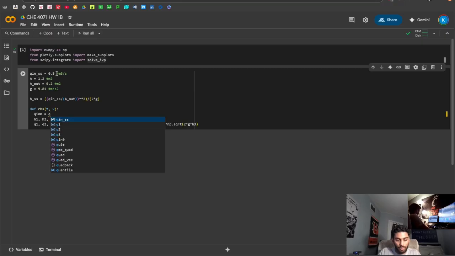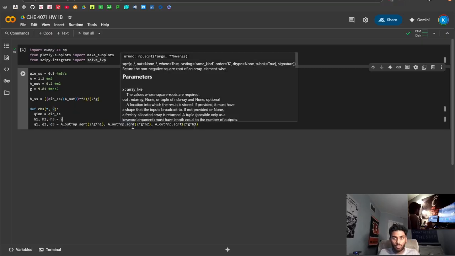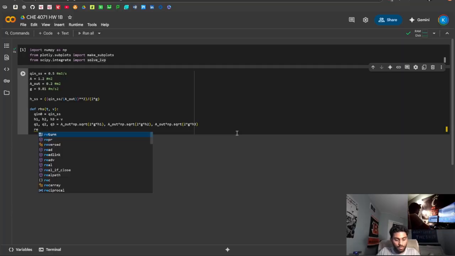So for right now, just to keep everything in steady state and make sure that our graphs are working well, and to show that solve IVP is solving it correctly, we'll keep this Qn at time equals 0 equal to the Qn at steady state, right? And then a return. Well, what do we want to return?